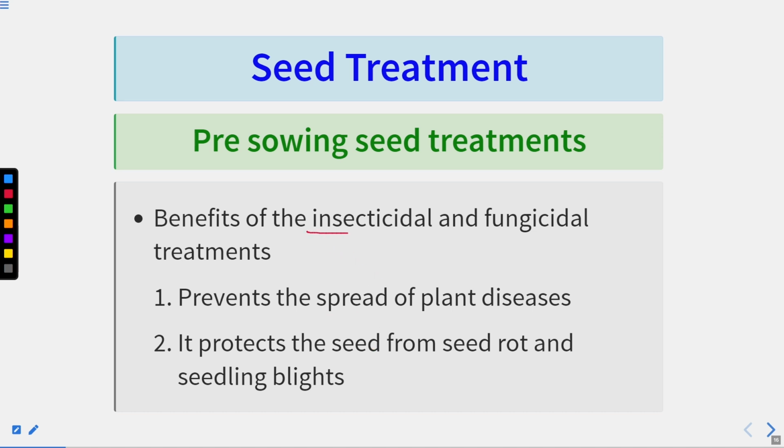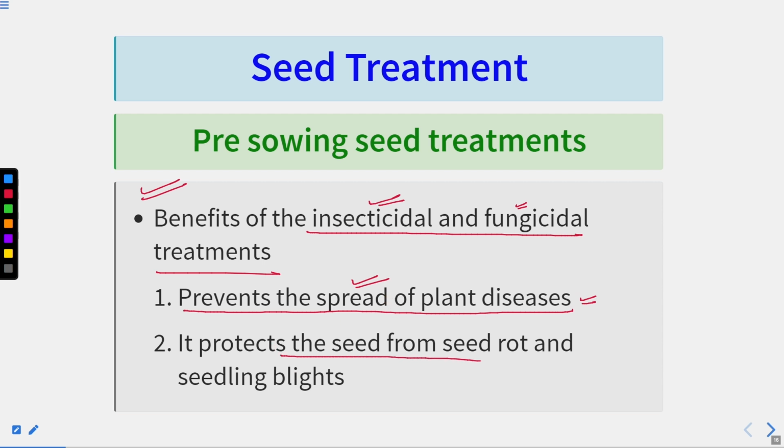Benefits of the insecticidal and fungicidal treatment. What are the different benefits of using these insecticides or fungicides? First, it prevents the spread of plant disease. If any type of fungus is present inside the seed, in the form of spores or hyphae, and we treat with the chemicals, those chemicals will kill the spores or the fungal hyphae. So it can prevent the spread of plant disease.